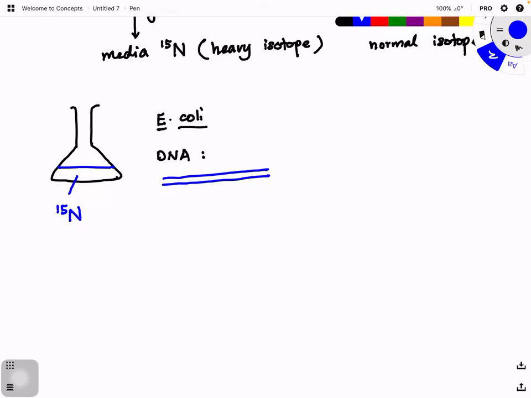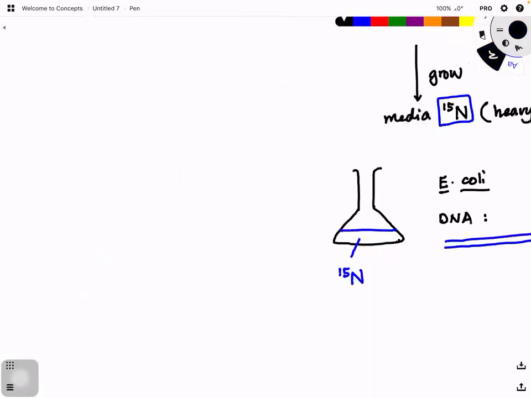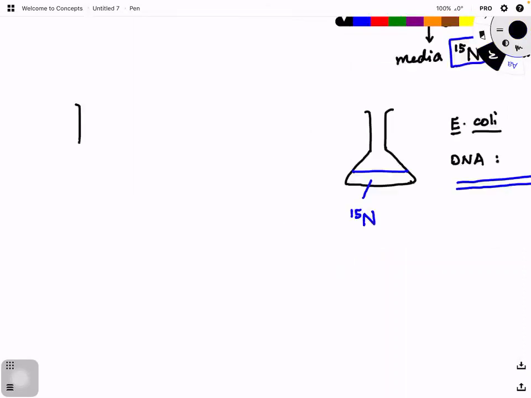So it means the bacteria need nitrogen. So when the bacteria take nitrogen, it is 15N nitrogen. The media contains 15N, so they make the nucleotides with it. The nitrogens of the nucleotides will be 15N. So it means the DNA will be heavier DNA. Okay? So what is the difference if scientists grow them in a flask that contains the normal isotope? What will happen here is this E. coli will produce their DNA, and the DNA will be lighter.